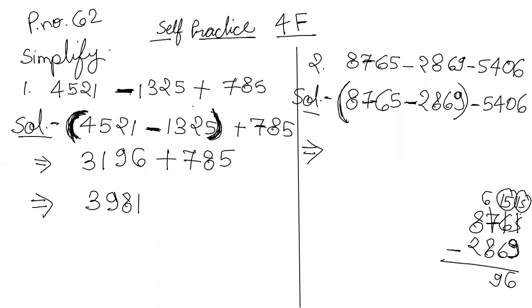Now solve the hundreds column. 6 minus 8. It's not possible to subtract 8 from 6. So what we will do? Again we will take a borrow from the neighbor. And here only 7 is left. Now 16 minus 8. 8 is left. Okay, now 7 minus 2. Solve the thousands column. 7 minus 2 is 5. So on solving this bracket, what has come? 5896. Now copy down the remaining part of the question, which is minus and 5406.